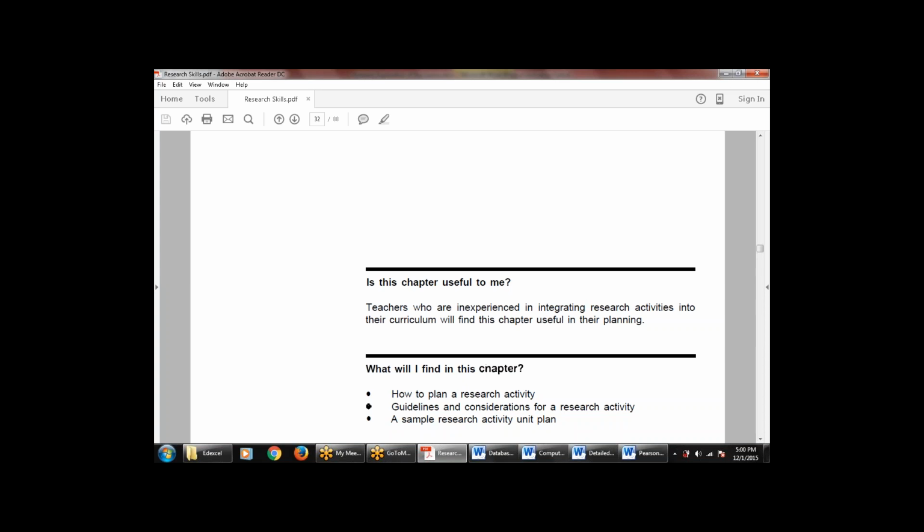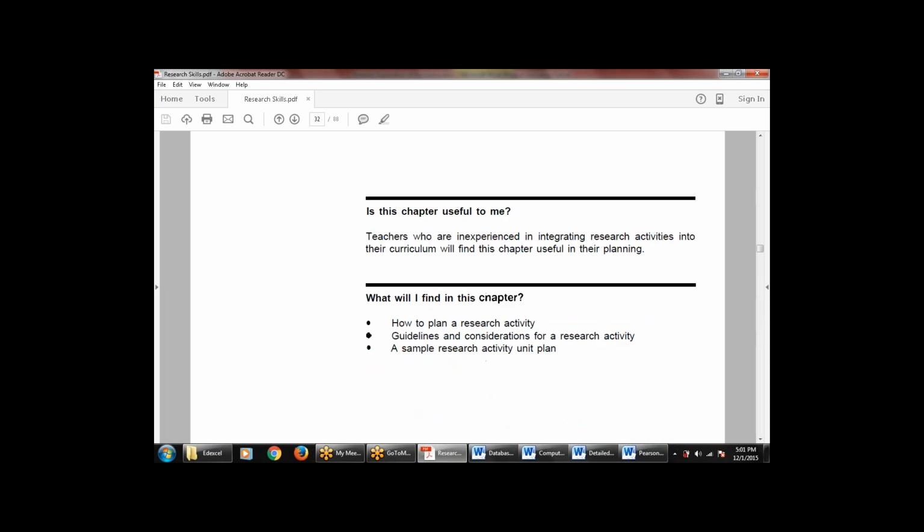Now what will I find in this chapter? How to plan a research activity, that is the main crux of this chapter. Then guidelines and considerations for a research activity, that is, what are the various guidelines and considerations for research activities. Then next is a sample research activity unit plan.